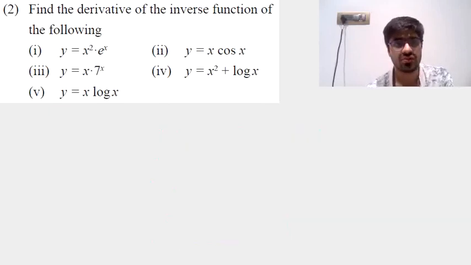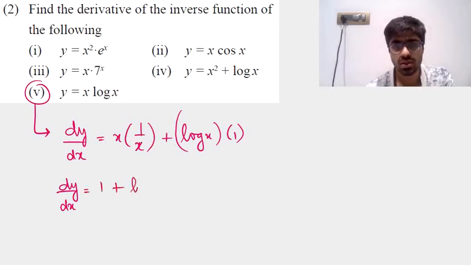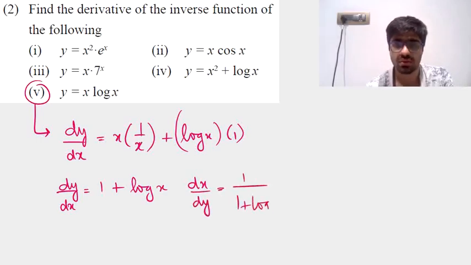And finally the fifth one in that main question. So dy by dx, that will be x into the derivative of log x, which is 1 upon x, plus log x into the derivative of x, which is equal to 1. So dy by dx, that will be 1 plus log x, and so dx by dy, that's going to be 1 upon 1 plus log x.